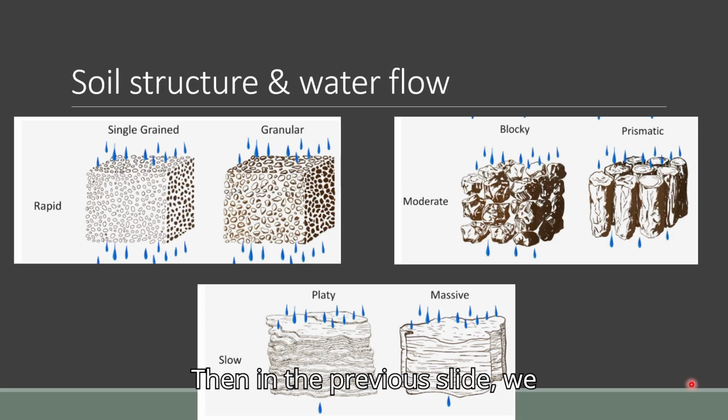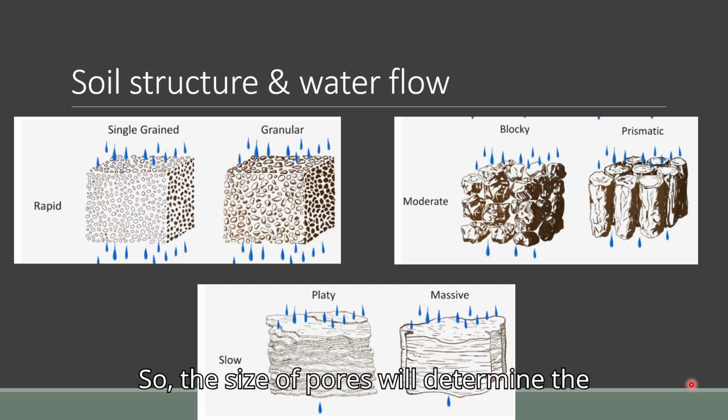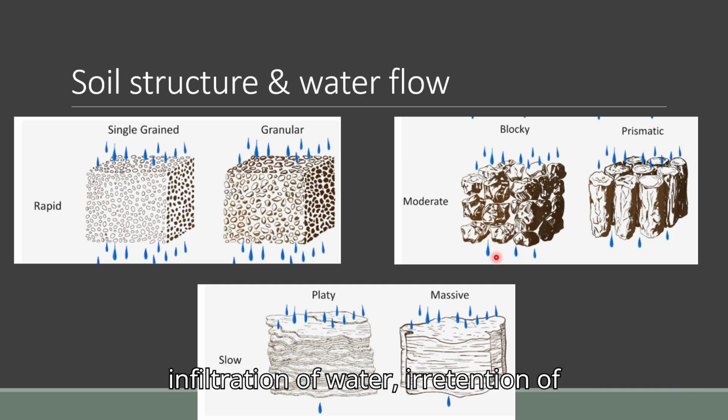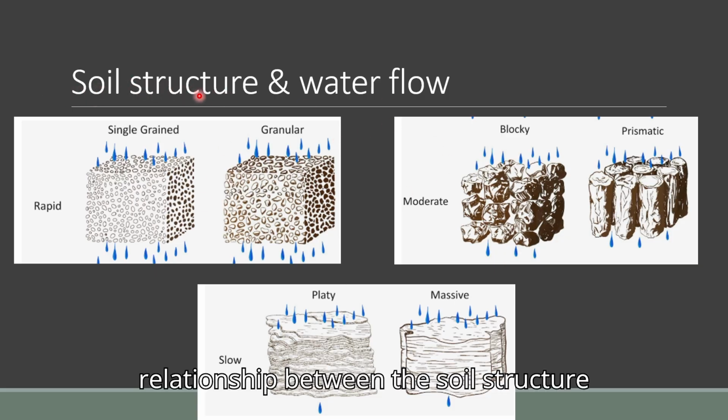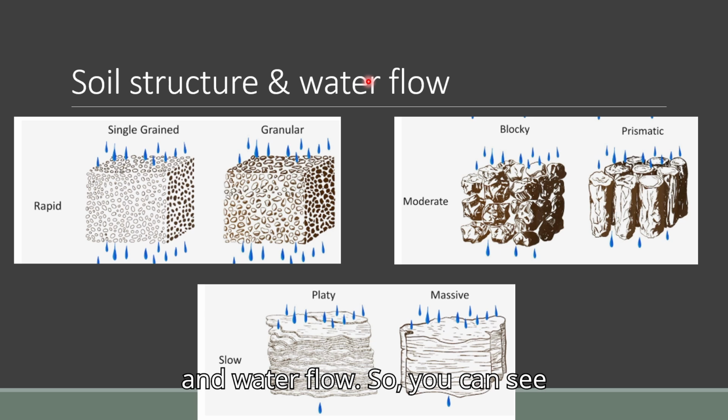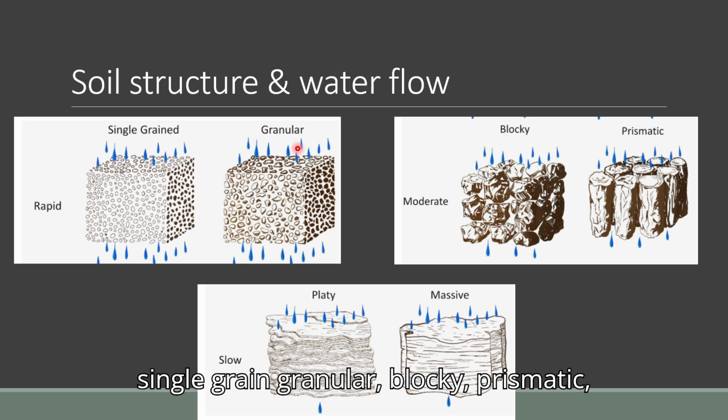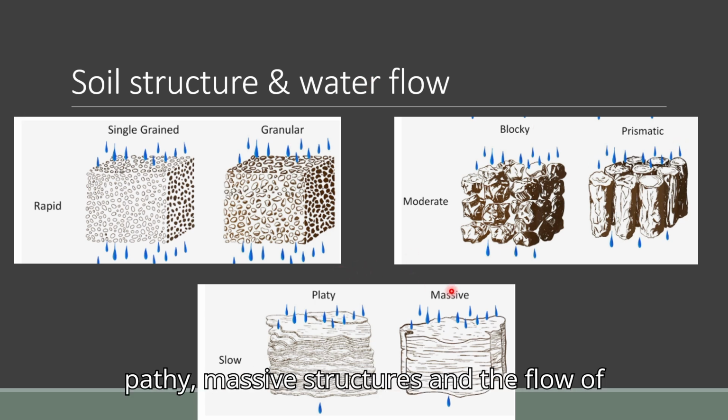Then, in the previous slide we saw how the soil structure directly influences the size of pores. So the size of pores will determine the infiltration of water, retention of water, aeration, drainage, etc. So this slide shows the relationship between the soil structure and water flow. So you can see single grain, granular, blocky, prismatic, platy, massive structures and the flow of water.